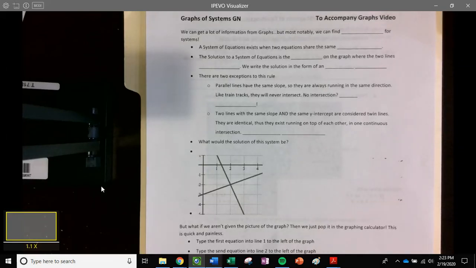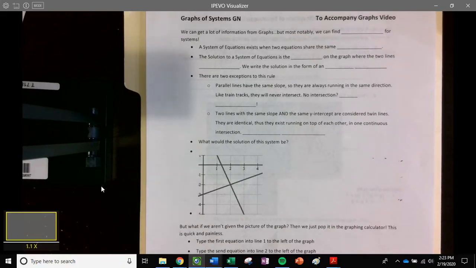Okay, everybody. So we are talking about systems. Systems is the second part of our linear unit, and we're going to start talking about it in class tomorrow. But first, we need to get an idea of what a system is. And to really understand what the system is, we need to know how to solve it.